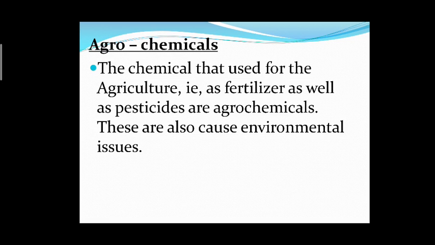Then agrochemicals. Agrochemicals are the next main problem. These are the chemicals utilized for agriculture, that is, fertilizers, pesticides, etc. These also cause environmental issues, because the large use of these materials can kill many native organisms, and they also run off into aquatic water bodies, and algal bloom etc. take place.